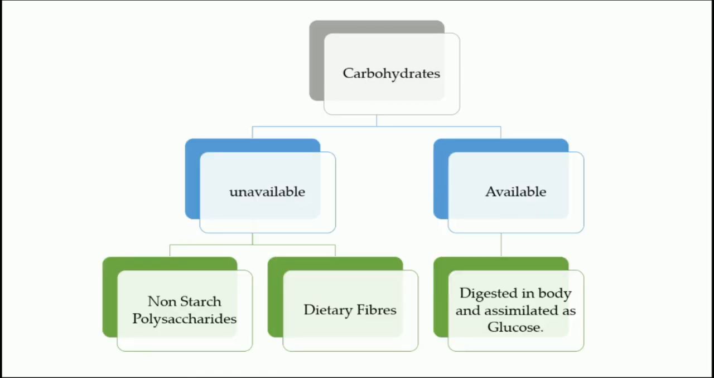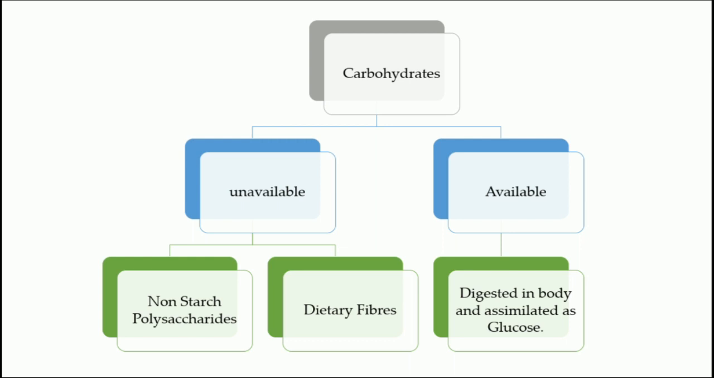Carbohydrates can be classified as unavailable carbohydrates and available carbohydrates. First, let's see what are available carbohydrates. As the name suggests, available carbohydrates are those which are available for the body for energy purposes. These are digested by the body and assimilated in the form of glucose, and ultimately provide energy to the body. Whereas unavailable carbohydrates are those which are not digested and assimilated by the body. Hence, they are not available for the body for energy.